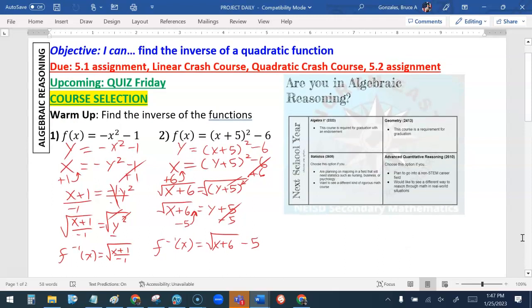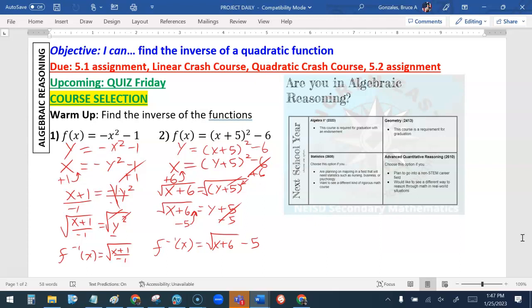Okay, I keep showing all this on the warm-ups because on Friday you have to do this. Does everyone have some confidence in these 4 steps? F of x turns into y. Switch x and y. Then you have to solve it by doing opposite steps, inverse operations. And your final answer is going to look like an inverse function notation. You must be able to do that.